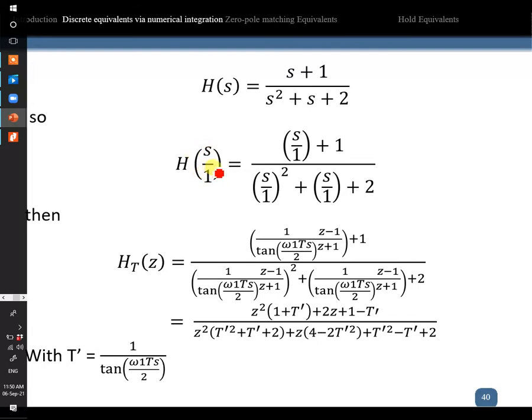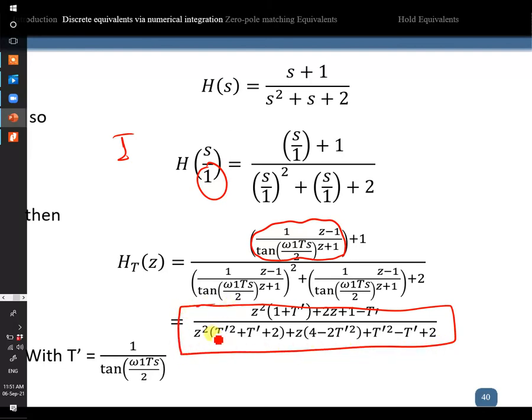For this, I know omega is 1, so I put H(s1) becomes (s1 + 1) / (s1^2 + s1 + 2). This is step 1. Step 2: you substitute s by the formula of the trapezoid. I find the tangent, I substitute here, and I find H trapezoid based on the z domain. I find the formula in the z domain. This is another method to discretize my system.